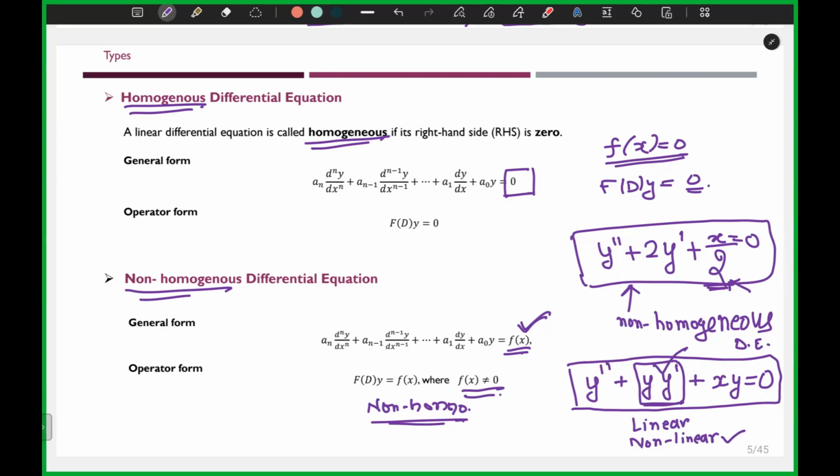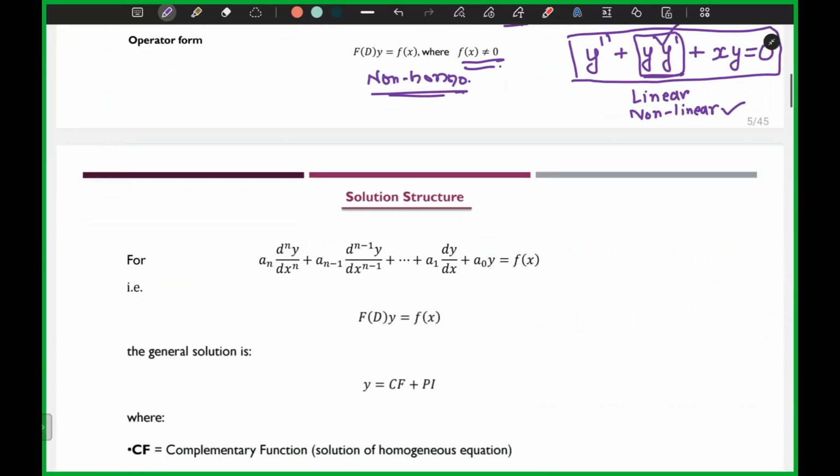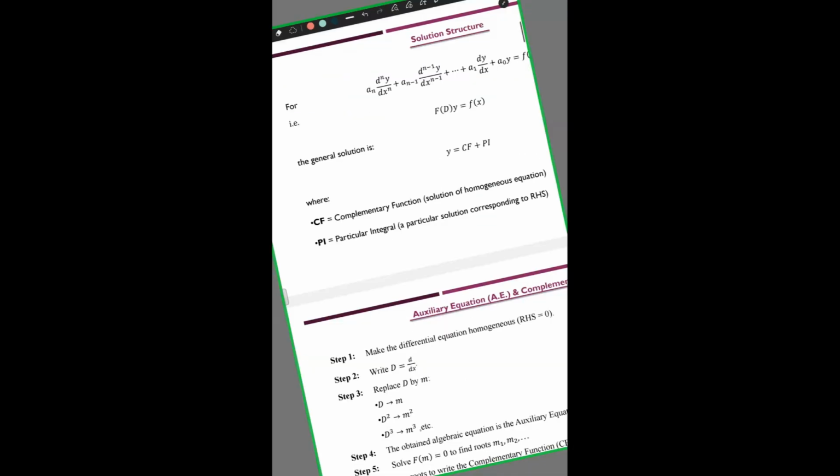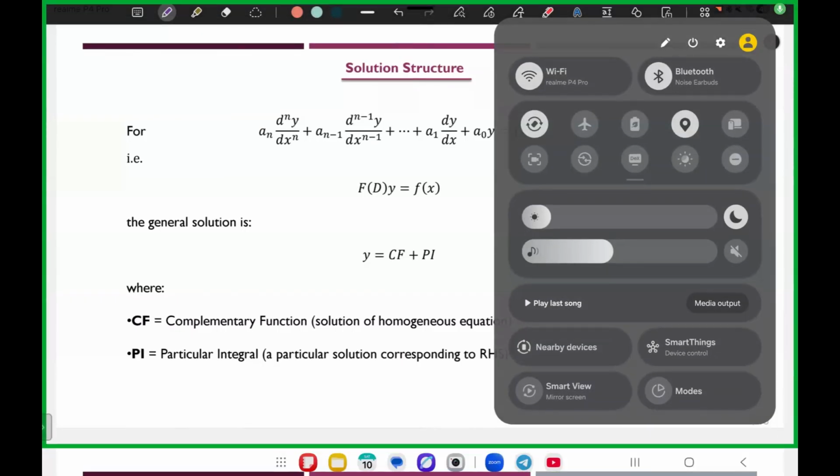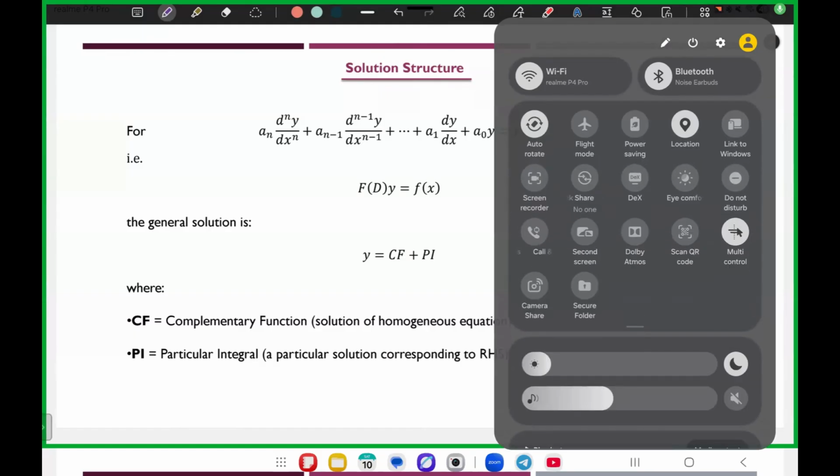Next, we will talk about... I think my screen is auto rotate. Let me rotate it. Where is it?